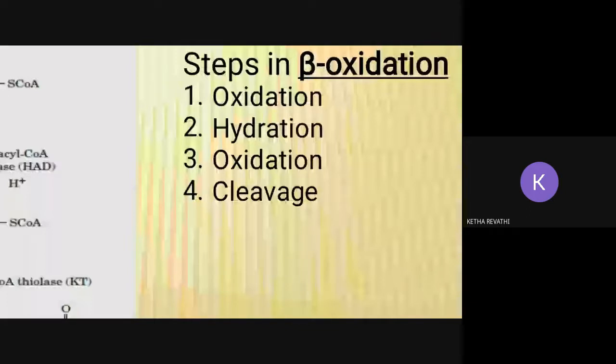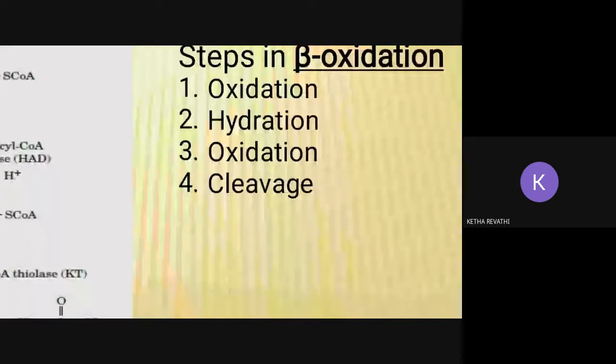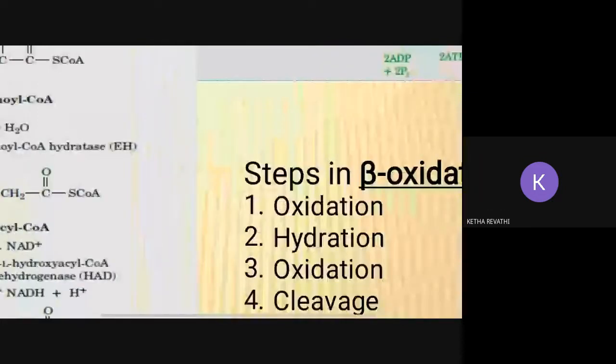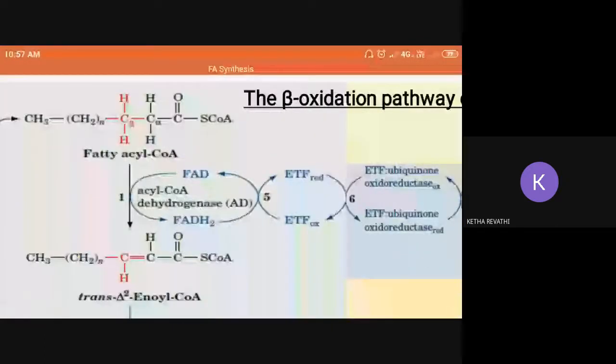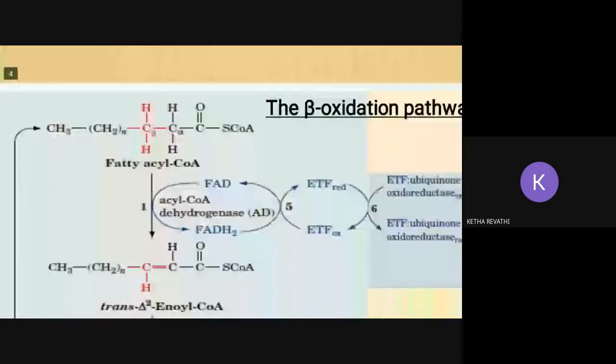Understood? The third step is the beta oxidation cycle. This step has 4 sub-steps. One is the oxidation step. Second is the hydration step. Third is again an oxidation step. Fourth is cleavage. Understood? Now coming to the first step. What is the first step? The oxidation step. Understood? Oxidation step. See.